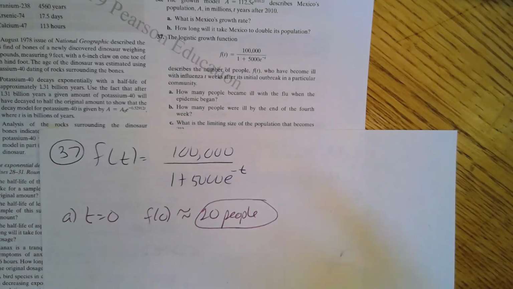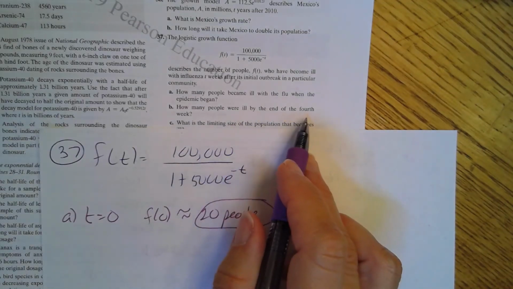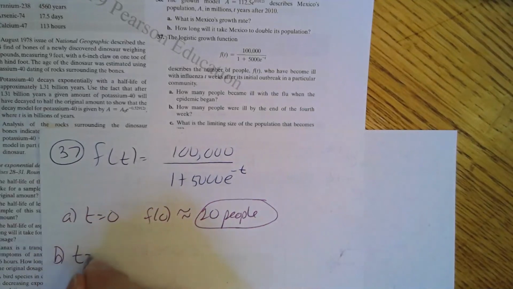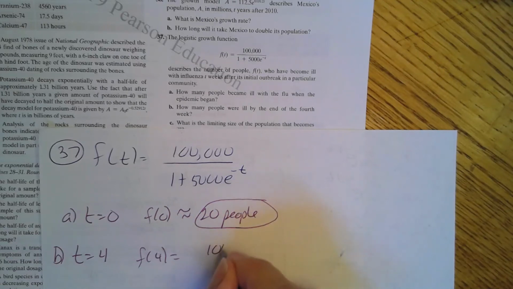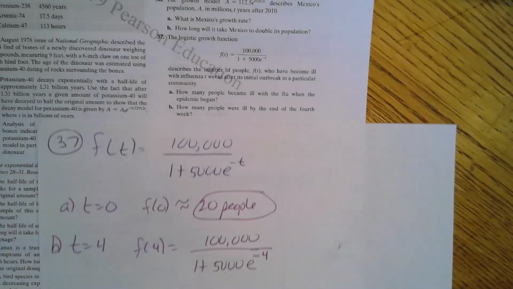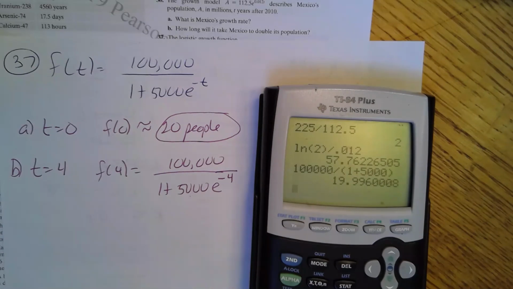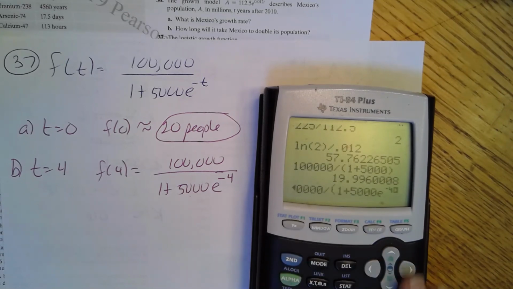Part B says how many people were ill by the end of the 4th week. So the 4th week just says that t is 4. So f of 4 would equal 100,000 divided by 1 plus 5,000 e to the negative 4. Again, be very careful how you type this into your calculator. So 100,000 divided by parentheses, 1 plus 5,000, bring up your e, raise to the negative 4, and then close your parentheses so you keep your whole denominator together. So after 4 weeks, how many people are sick?